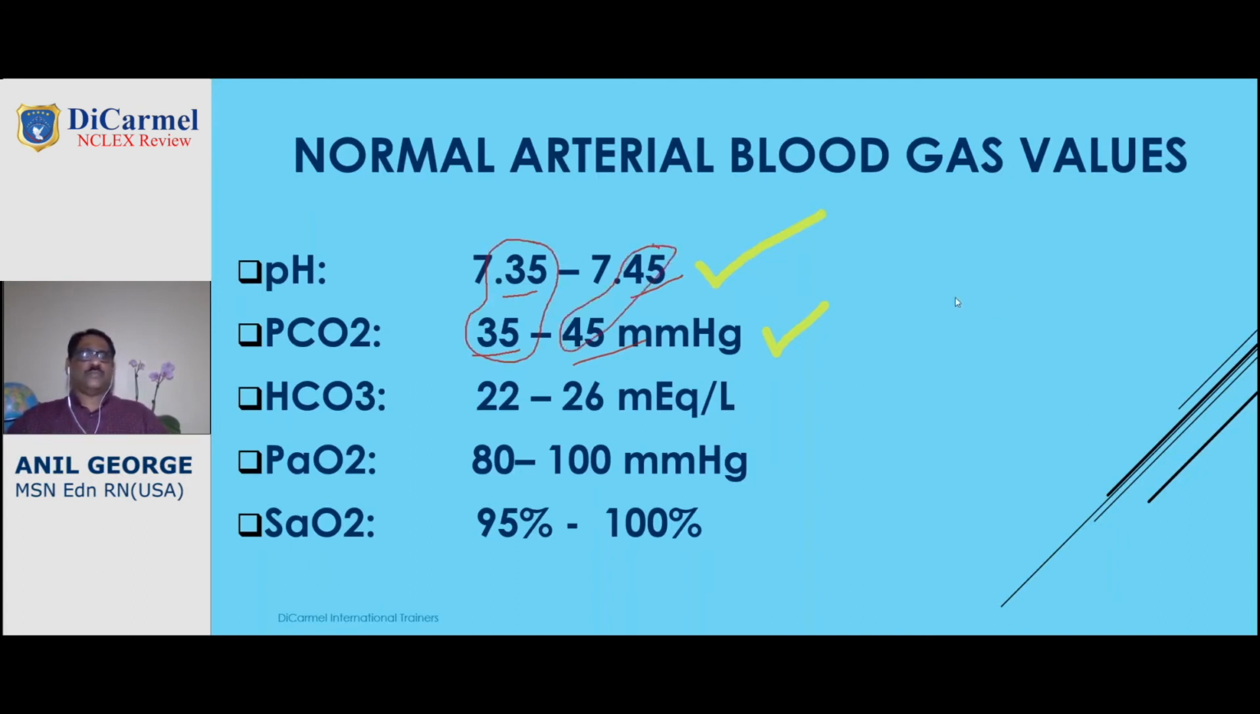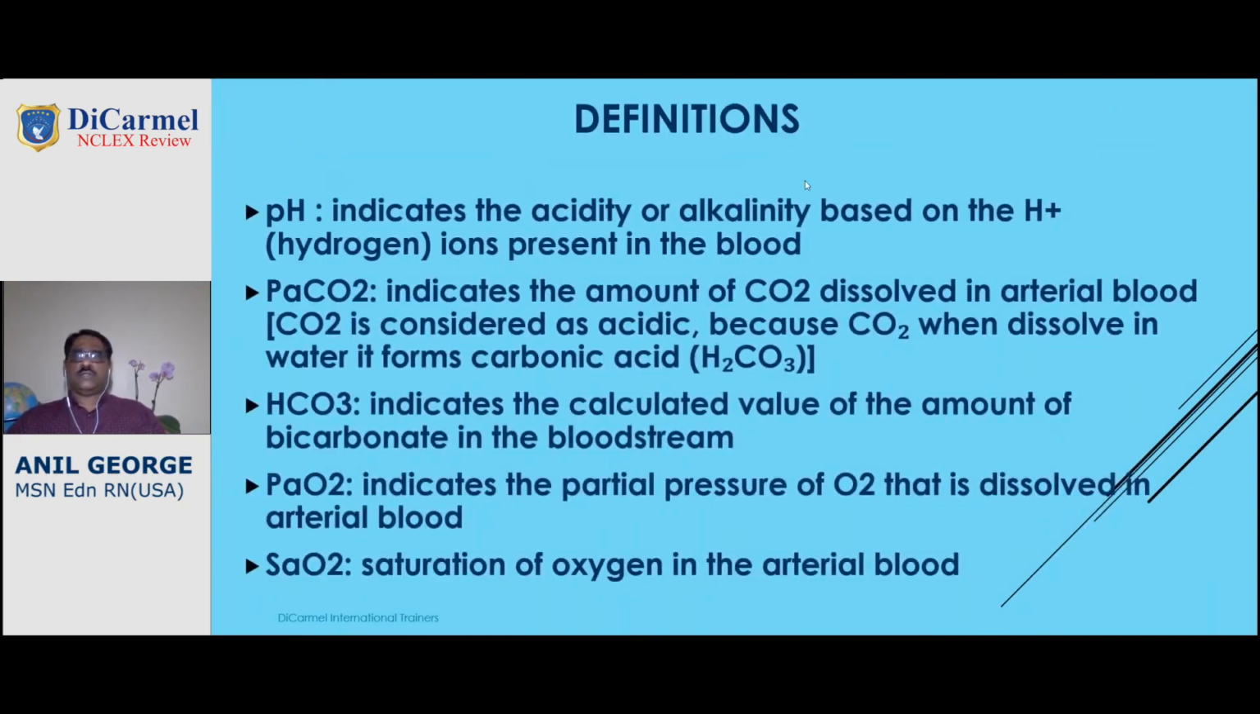Okay, good. And then bicarb 22 to 26 mEq per liter. And then partial pressure of oxygen 80 to 100. And oxygen saturation 95 to 100. Just to explain a little more about what these values indicate, let's look here on the screen so we get a bit more of a picture.